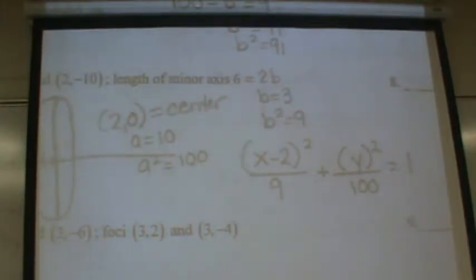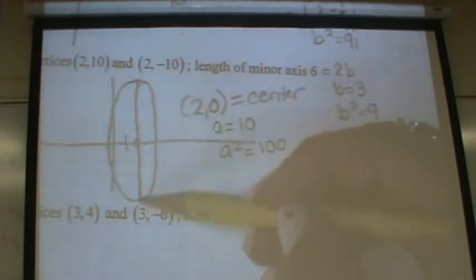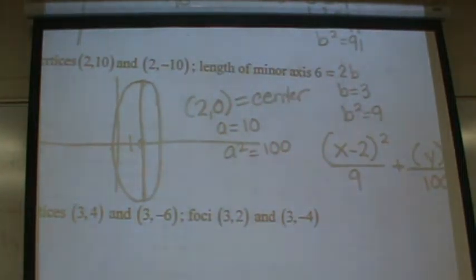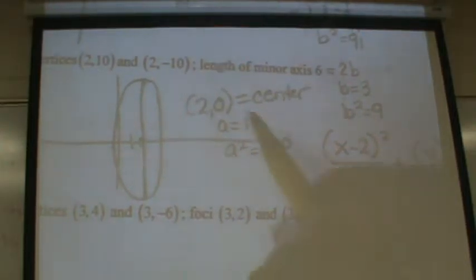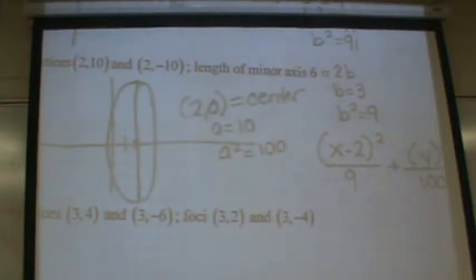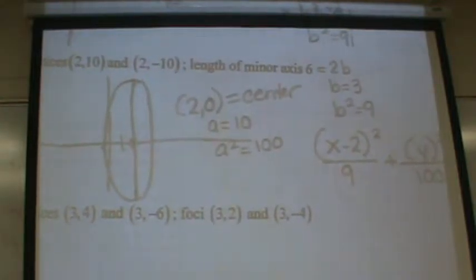Why is the A value the 10? Because it's elongated on the y-axis. Okay. The bigger number is where it's elongated. If it was elongated on the x-axis, the 100 would be under the x. Okay? Next one.